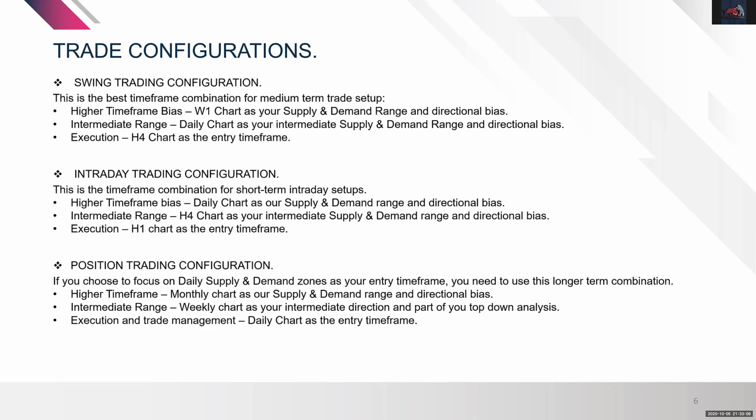So your intermediate range on positional trading is based on a weekly chart. That would be your intermediate range, and then your execution and trade management is going to be on a daily chart. So it means you're going to be making your entries using the daily time frame. Positional trading requires a whole lot of patience because you might have to hold the trade for even 2 months, you see, for a positional trade.